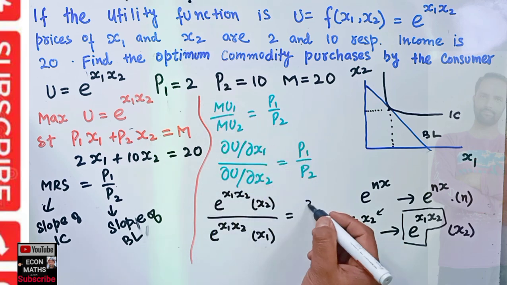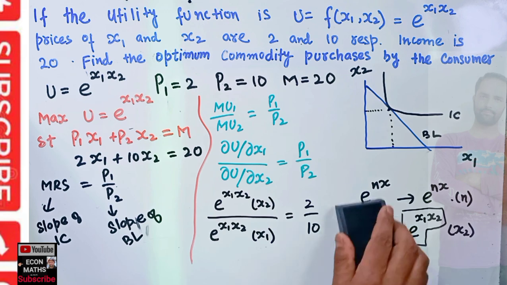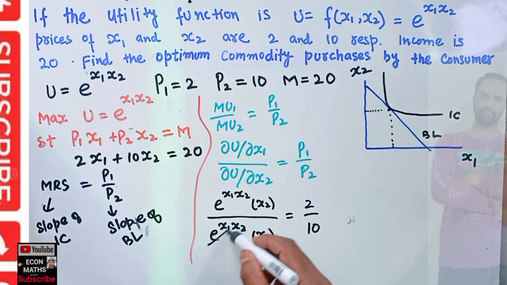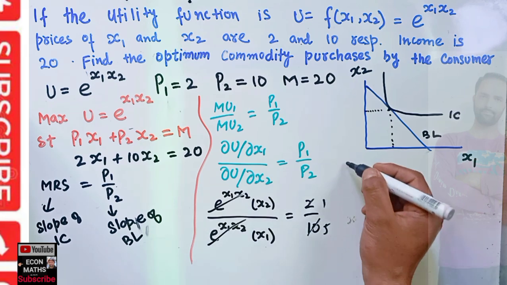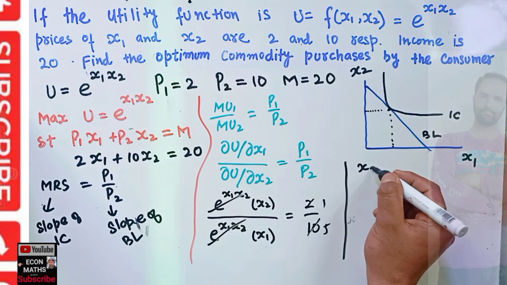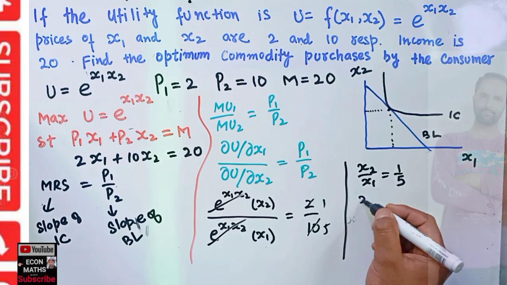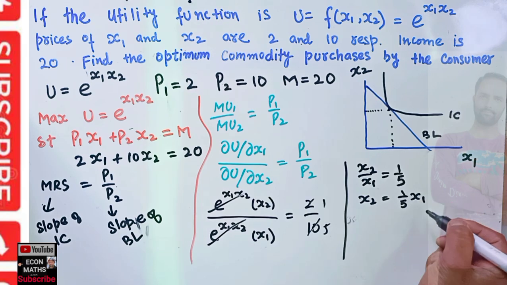p1 is 2, p2 is 10. The exponential terms cancel. 2 ones are 2, 2 fives are 10, so we are left with x2 upon x1 equal to 1 upon 5, which implies x2 is equal to 1 upon 5 x1.